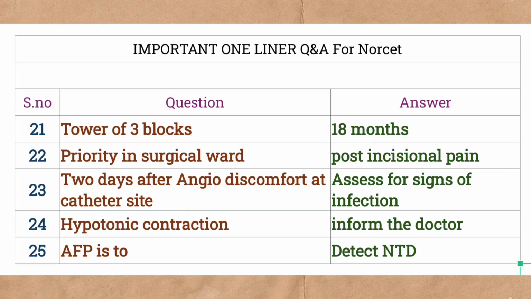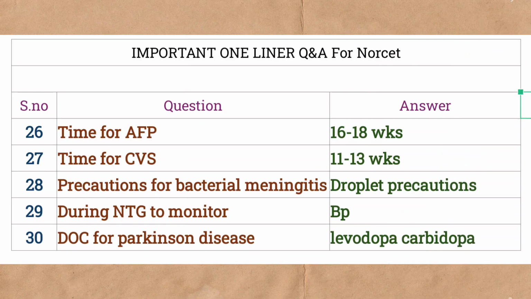25. AFP is to detect NTD. 26. Time for AFP: 16 to 18 weeks. 27. Time for CDS: 11 to 13 weeks. 28. Precautions for bacterial meningitis: droplet precautions. 29. During NTG, monitor BP. 30. DOC for Parkinson disease: levodopa carbidopa.